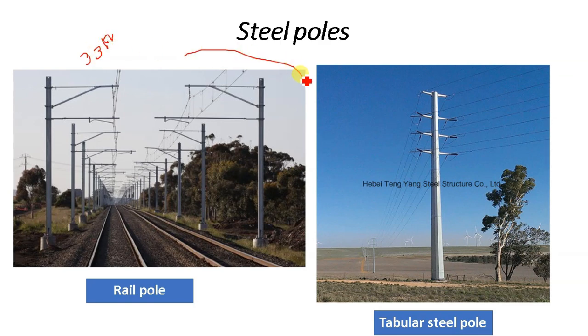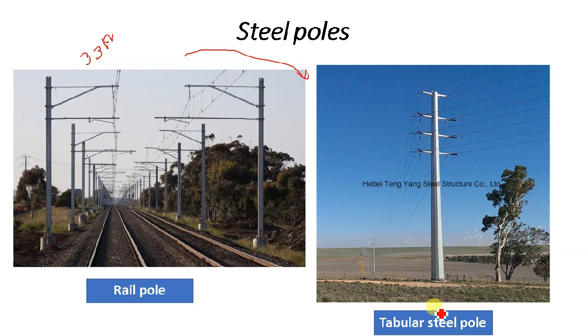Now, before we talk about the tubular pole, first the rail pole. Old railway tracks, or we can say steel poles, are I section type. Here you can see the I section type, and if you look at old railway tracks, they look something like this. Here you can see that it is I section type.